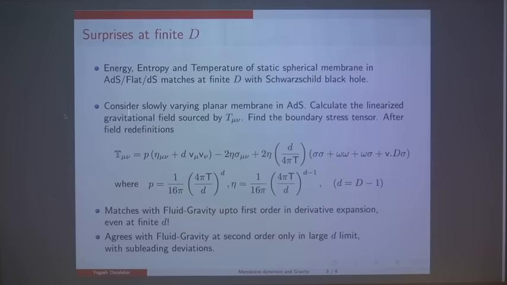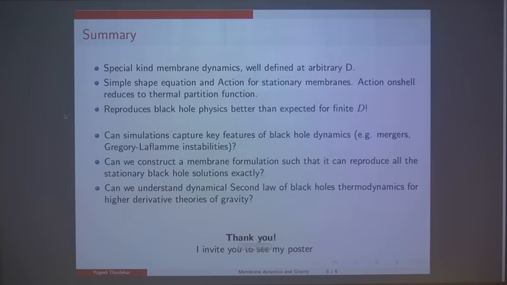Now consider another situation in which I consider a slowly varying planar membrane in AdS, calculate its linearized gravitational field sourced by it, and I calculate the boundary stress tensor in terms of the boundary variables, which is of this form. Notice that it matches exactly at finite D with the fluid gravity stress tensor up to first order in the derivative expansion, which is surprising. As expected, it agrees with fluid gravity at second and higher order in the large D limit.